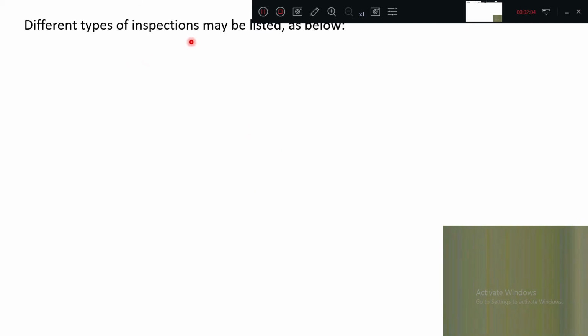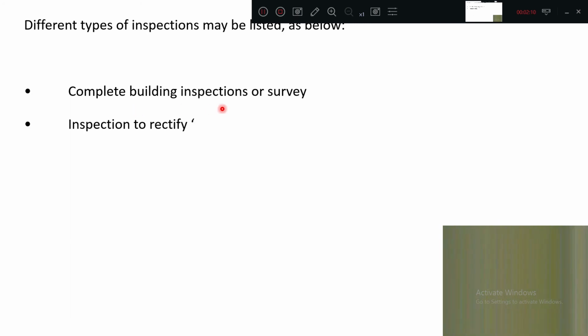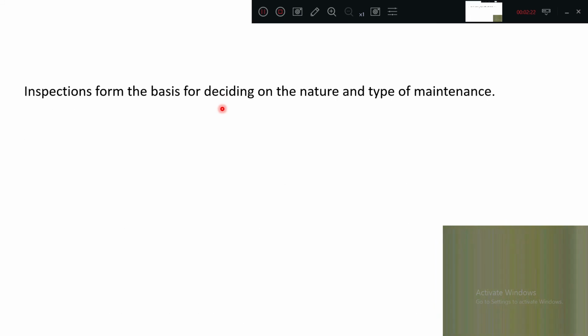Now, different types of inspections are what? Complete building inspection or survey, inspection to rectify, planned inspection, and control inspection. Four types.